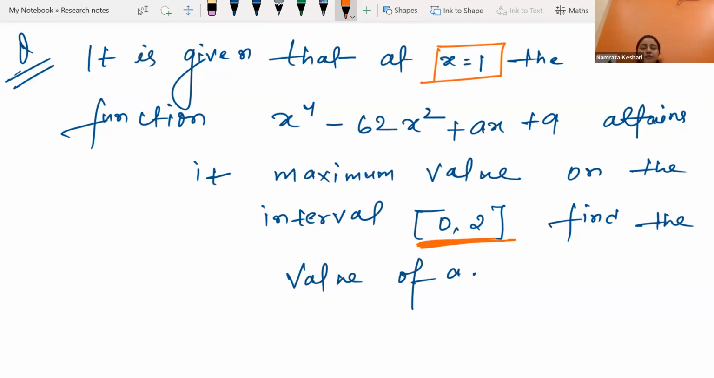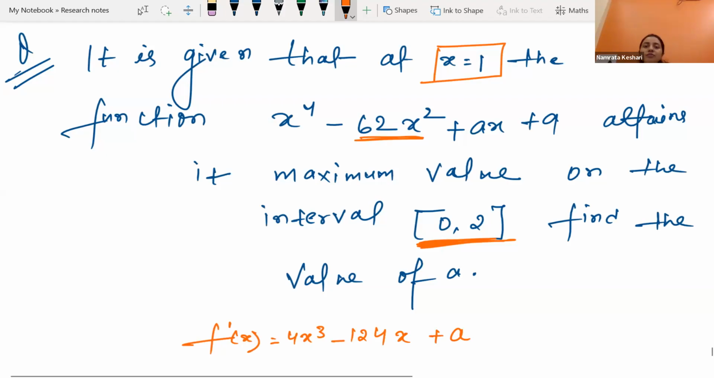We find f dash x. Yes, we'll be finding f dash x because when we are talking about maxima and minima, at least we must have the critical point. So critical point means f dash x. x to the power 4 will become 4x cube. That means 62 into 2, it will be this. Is it 124x plus a? Is it so, Fatima? Yes, ma'am.